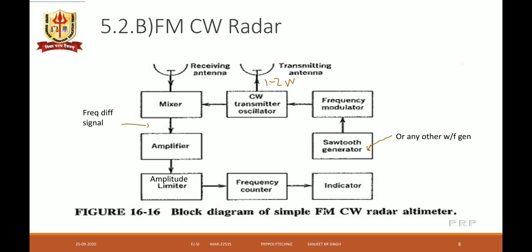Here the difference signal is processed and amplified by the amplifier, and then given to the amplitude limiter. Since in frequency modulation the noise generally changes the amplitude of the signal, these amplitude changes are limited or removed by the amplitude limiter, and the output from the amplitude limiter is given to the frequency counter, which is a normal frequency counter calibrated in miles per hour or kilometers per hour.